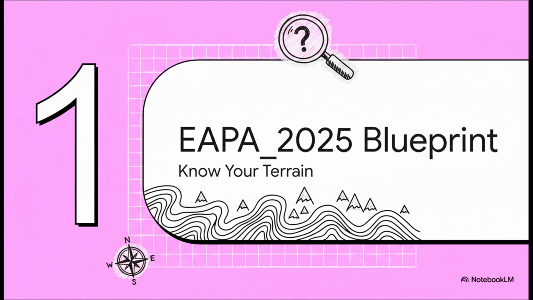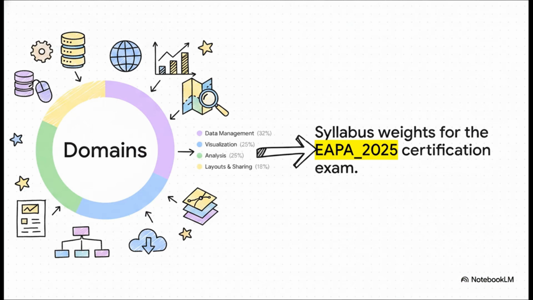Section 1. The EAPA 2025 Blueprint. Know your terrain. All right, let's look at how the syllabus weights are actually distributed here. Notice data management sitting right there at the top, taking up 32%. That's massive. It's the heaviest domain on the whole exam, which means you've got to dedicate the biggest chunk of your study time to mastering geodatabase structures, coordinate systems, and editing workflows.